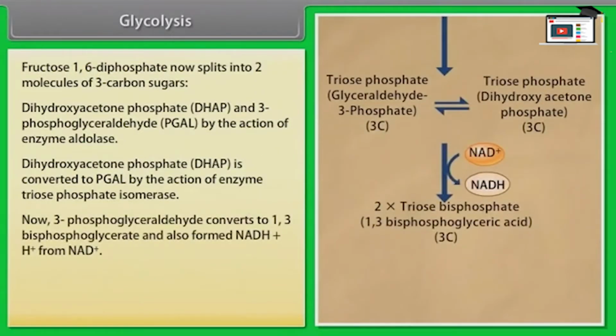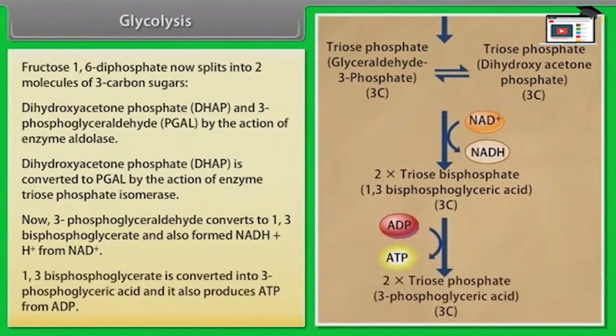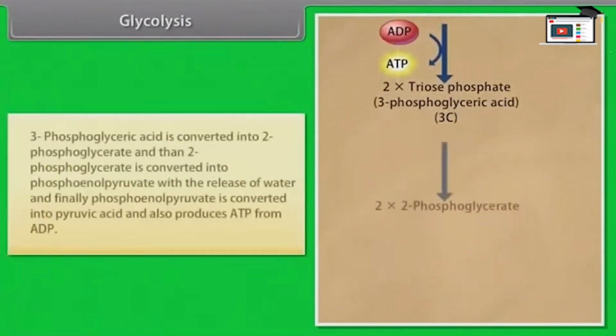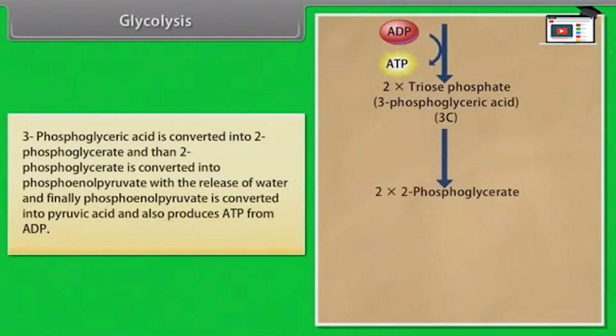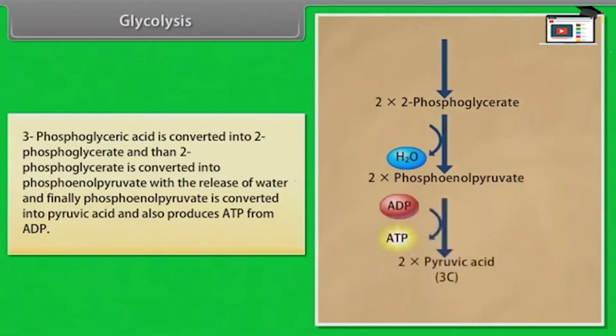Now 3-phosphoglyceraldehyde converts to 1,3-biphosphoglycerate and also forms NADH plus H plus from NAD plus. 1,3-biphosphoglycerate is converted into 3-phosphoglyceric acid and it also produces ATP from ADP. 3-phosphoglyceric acid is converted into 2-phosphoglycerate and then 2-phosphoglycerate is converted into phosphoenol pyruvate with the release of water, and finally phosphoenol pyruvate is converted into pyruvic acid and also produces ATP from ADP.